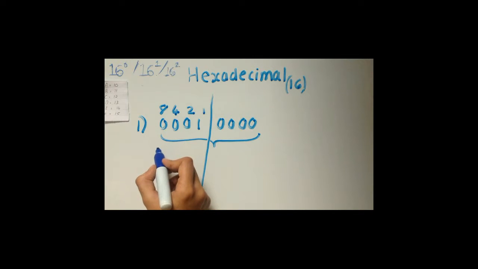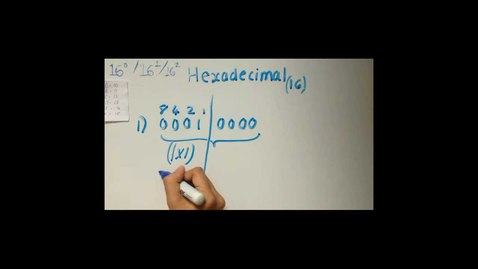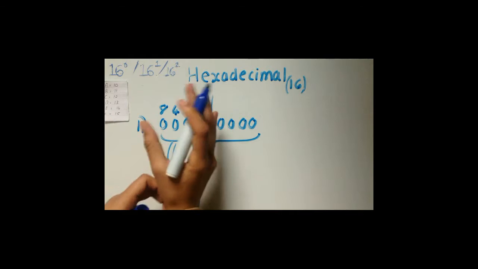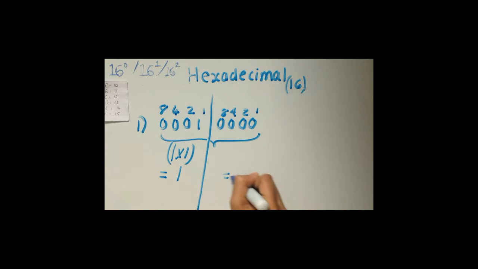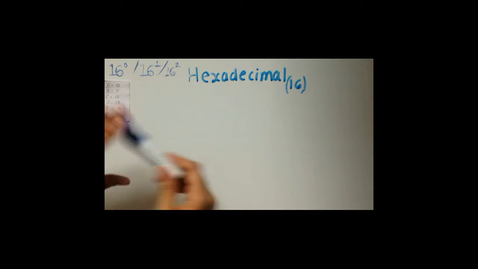8 times 0 is 0, 4 times 0 is 0, 2 times 0 is 0, 1 times 1 is 1. So our answer for this separate group is 1, and 0 here. This shows that our hexadecimal answer is 1, 0. You could put a little note here so you don't get confused. It may look like a 10, but it's not. Whenever we're dealing with a hexadecimal, we always treat each value separately. The answer was 1, 0, which may look like a 10.